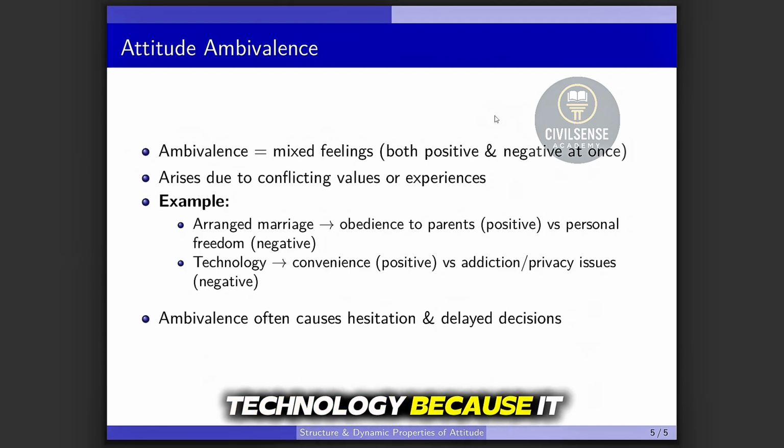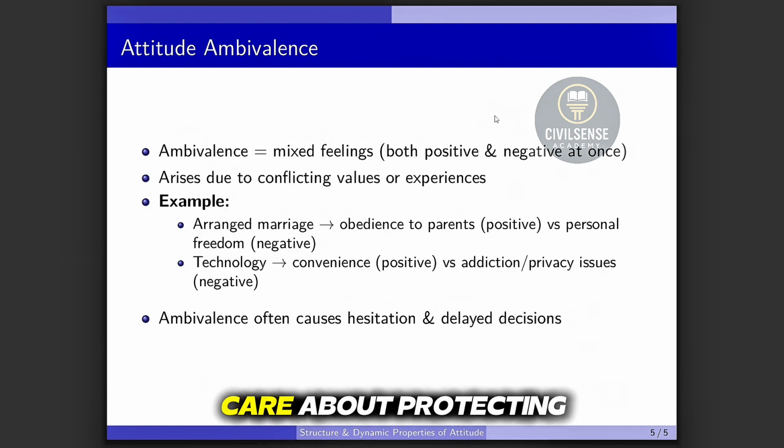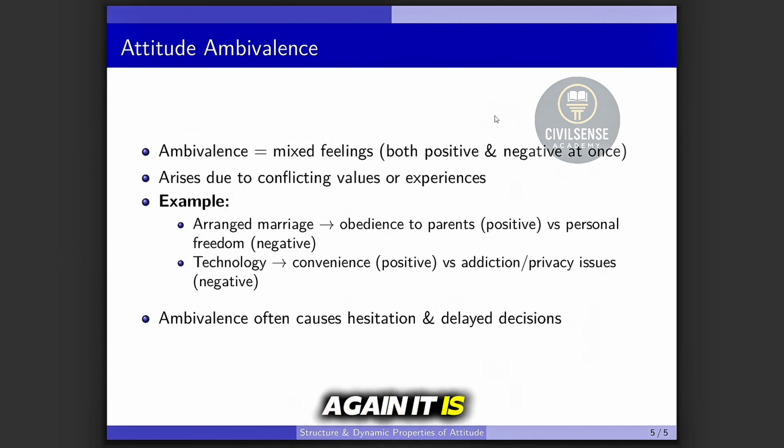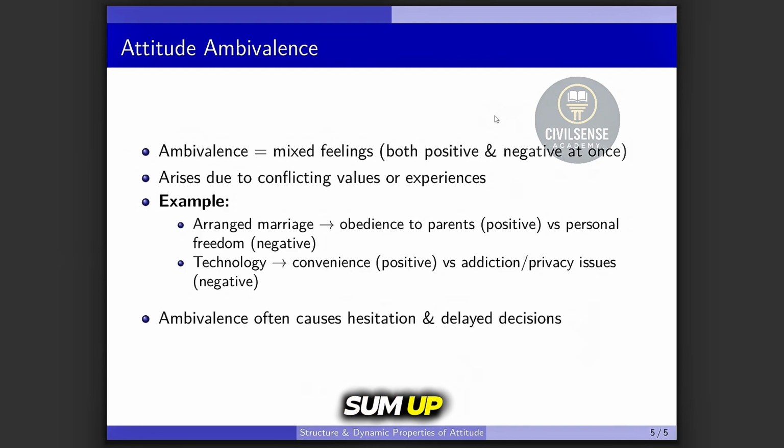You love technology because it makes life easier, but you also worry it's making people addicted. That's ambivalence. Or you want economic growth, but you also care about protecting the environment. Again, it is ambivalence. So ambivalence makes decision making a little tough. It's like your heart and mind pulling in two different directions. And in ethics or public administration, officers often face this kind of situation, like choosing between strict rules and human compassion.